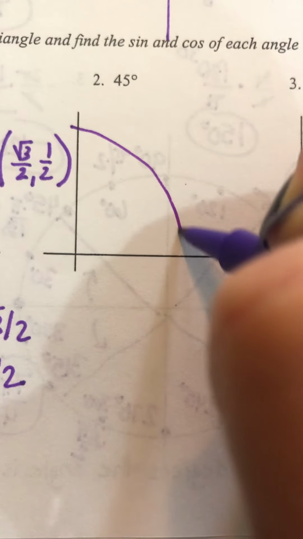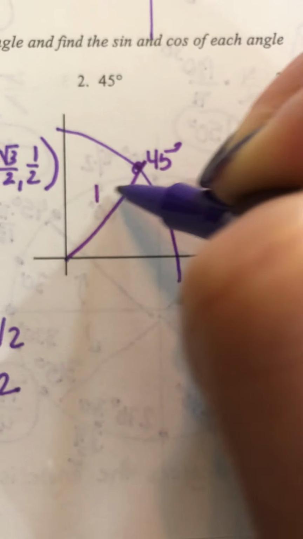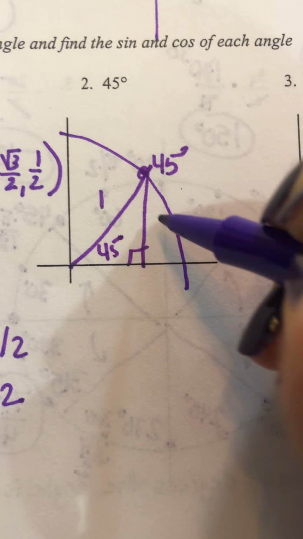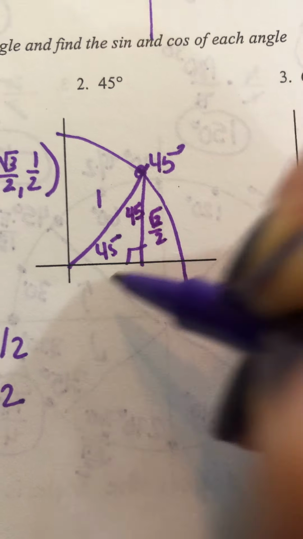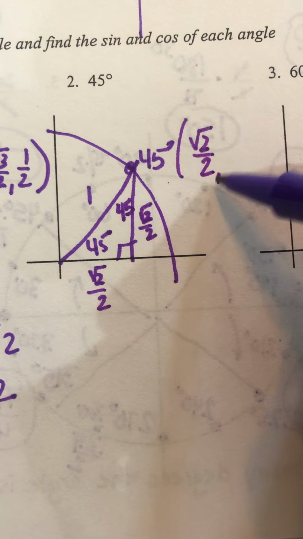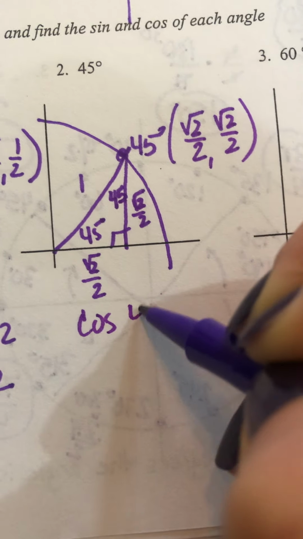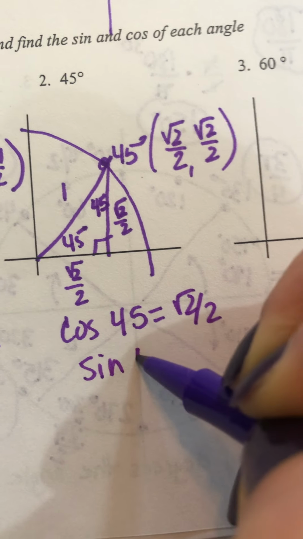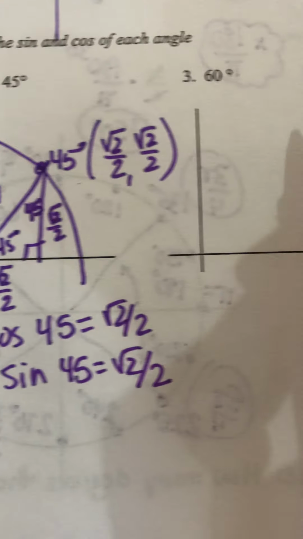If I go to a 45 degree angle here, hypotenuse is 1. If I want to find the x and y coordinates, I drop down a perpendicular. Then you would agree that each side here is going to be 1 divided by the square root of 2, which is the same thing as root 2 over 2. So the ordered pair that goes with that point is (root 2 over 2, root 2 over 2). So the cosine of 45 is root 2 over 2, and the sine of 45 is root 2 over 2. And we knew that, right? So it all matches what we already knew.